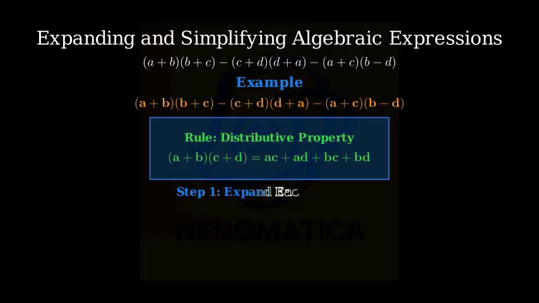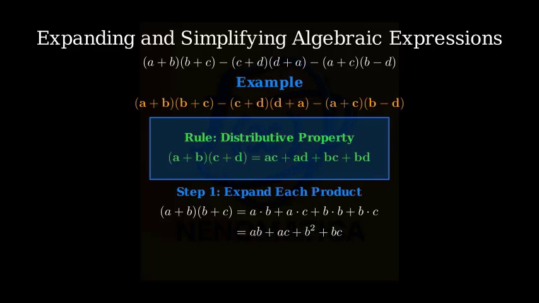For the first product, a plus b times b plus c, we multiply each term in the first bracket by each term in the second. A times b gives ab, a times c gives ac, b times b gives b squared, b times c gives bc. For the second product, c plus d times d plus a, we follow the same process. C times d gives cd, c times a gives ca, d times d gives d squared, d times a gives da.